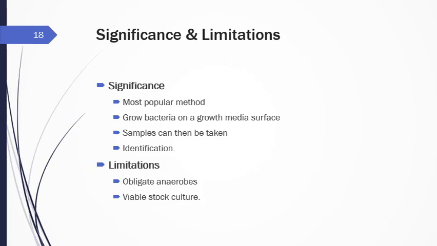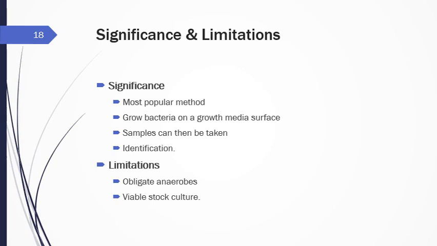Significance and limitations of the streak plate method. The streak plate technique is the most popular method for isolating specific bacteria from a sample containing a mixture of organisms. It is used to grow bacteria on a growth media surface so that individual bacterial colonies are isolated and sampled. Samples can then be taken from the resulting isolated colonies and a microbiological culture can be grown on a new plate so that the organisms can be identified, studied or tested. When the bacteria are streaked and isolated, the causative agent of a bacterial disease can be identified.